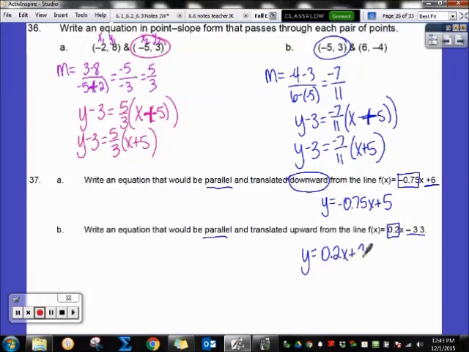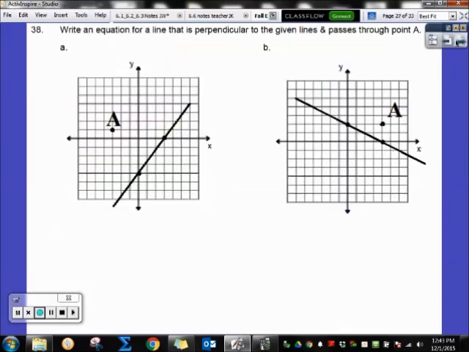You could say plus 2. You could say negative 15. Anything higher than negative 33. 38, write an equation for a line that is perpendicular to the given lines and passes through point A.